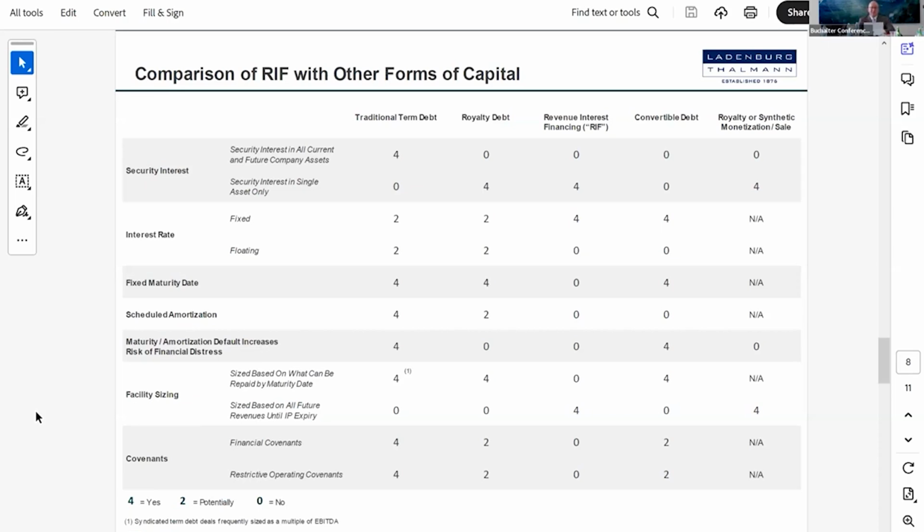So this slide, which you'll get, compares royalty financing with term debt, convertible debt, and others, along the dimensions I've already described. Again, all this will be provided. Let's go to the next page.